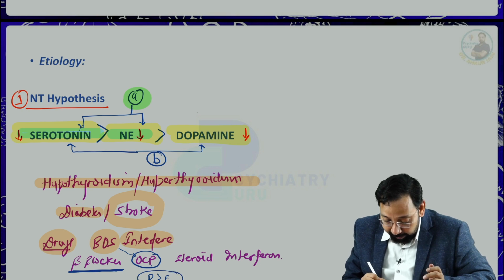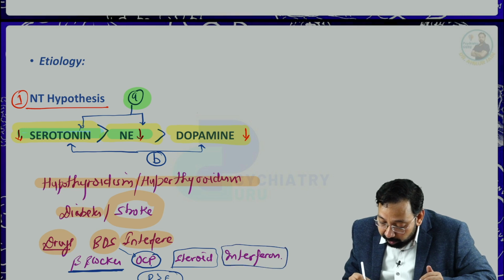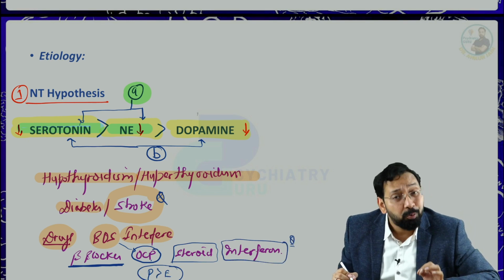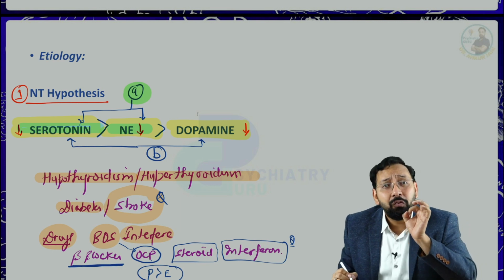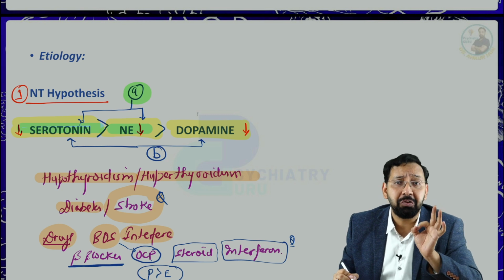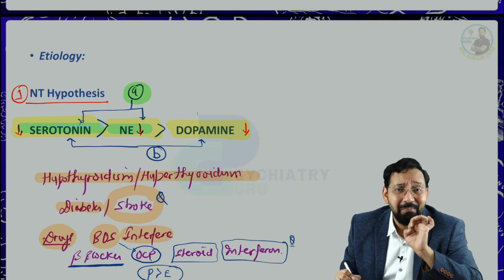You remember? Yes, like this. S for steroid can lead to depression. Interferon also leads to depression. A question has been asked. One more point: we found that 50% of patients with depression have increased cortisol level. So cortisol is also associated with depression.